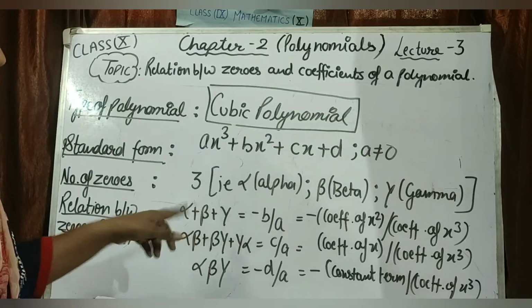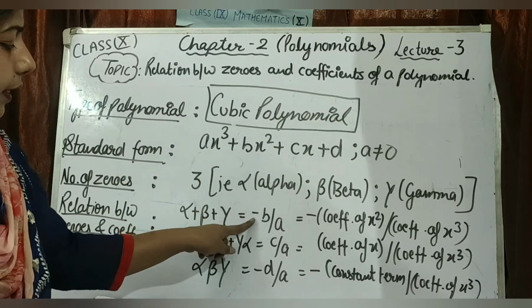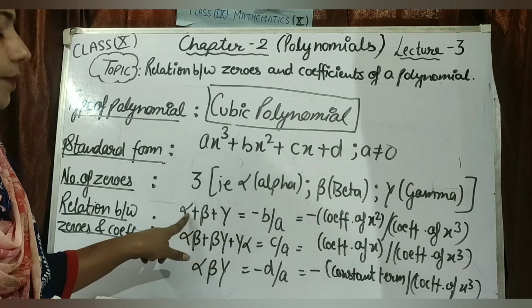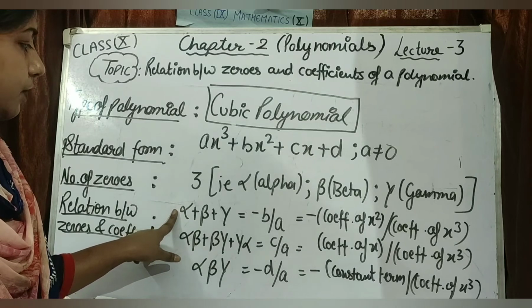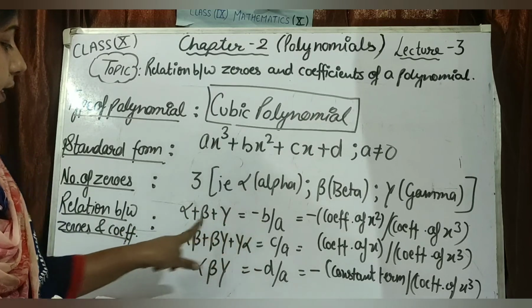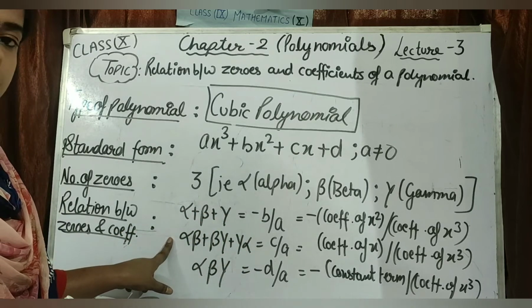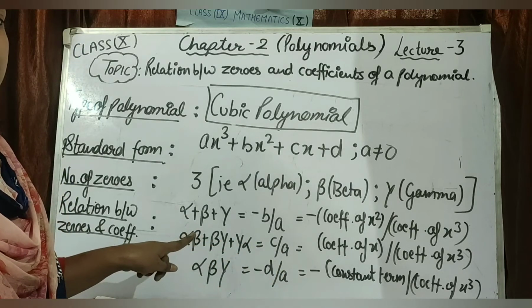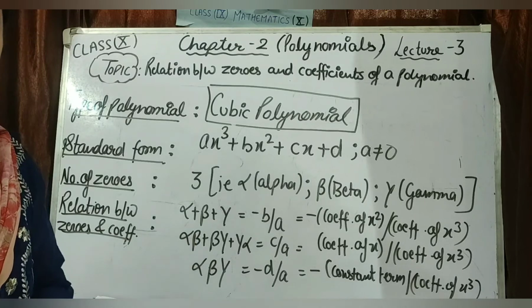So here you can observe in a simple way that the signs alternate: negative, positive, negative. Here again I am repeating: the sum of the zeros is minus b upon a. The sum of the products of two consecutive zeros is c upon a. And the product of zeros is minus d upon a.